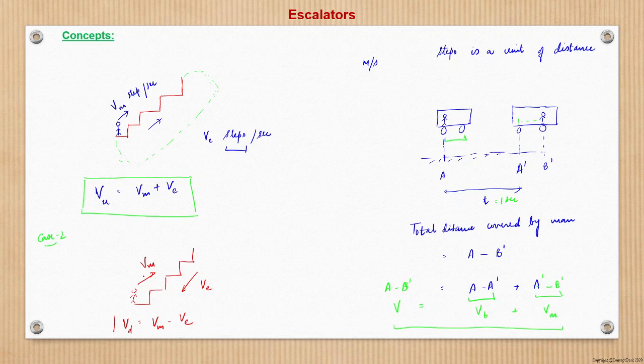What will happen? The man would try to go up. So in say 1 second, the man will go up by vm steps, whereas the escalator will pull him down by ve steps. So in 1 second, the effective distance is vm minus ve, and that becomes the distance. So vm minus ve steps per second. So therefore the effective speed becomes vd is equal to vm minus ve, right?